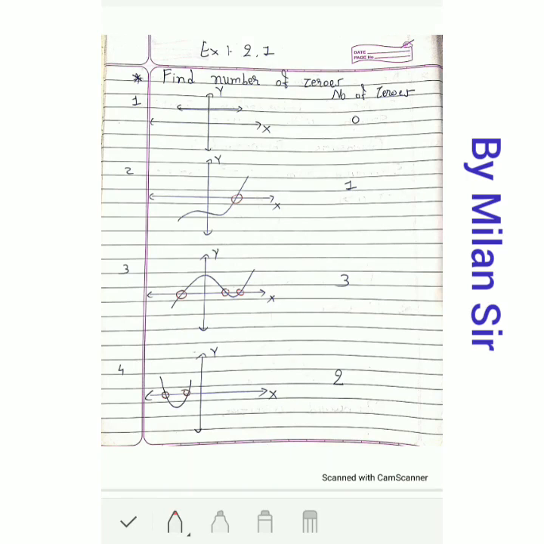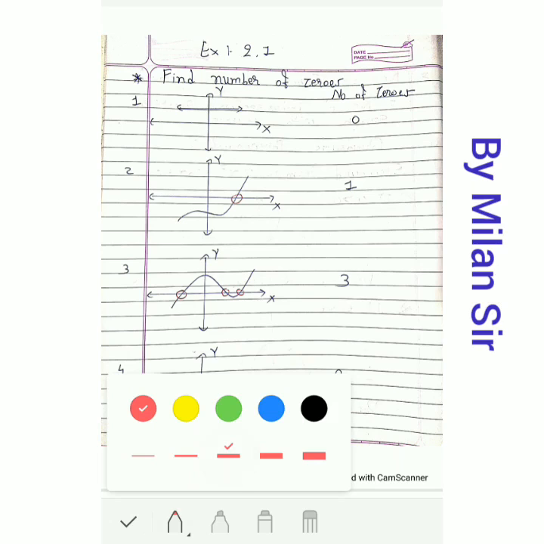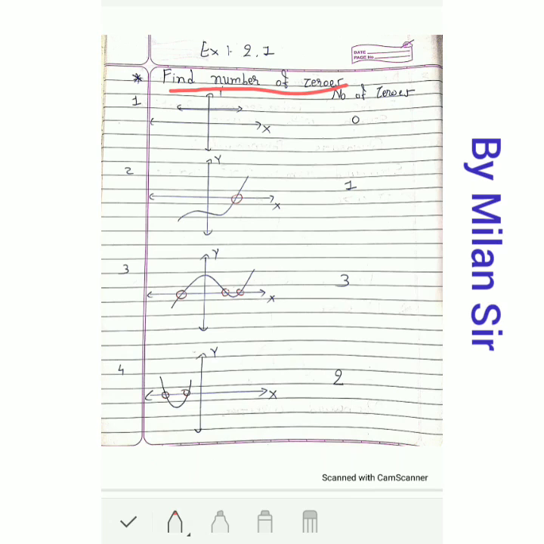Hi friends, today we solve exercise 2.1. So what is the question? That is, find the number of zeros of the polynomial from this graph.